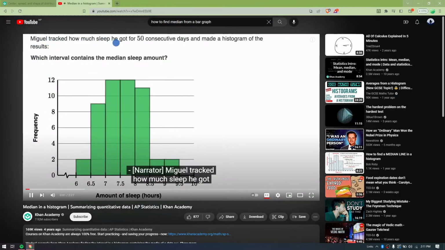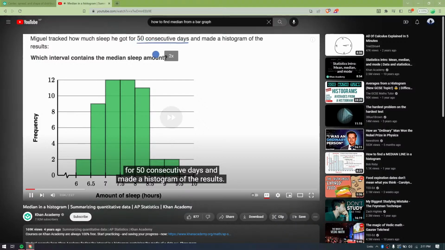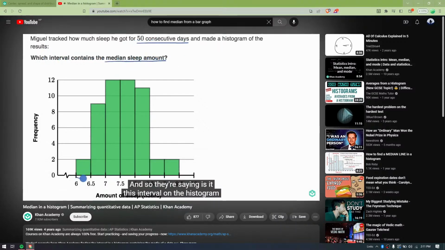Miguel tracked how much sleep he got for 50 consecutive days and made a histogram of the results. Which interval contains the median sleep amount? And so they're saying, is it this interval on the histogram from 6 to 6.5, or this one, or any of these? Which of these intervals contain the median? Pause this video and see if you can figure that out.